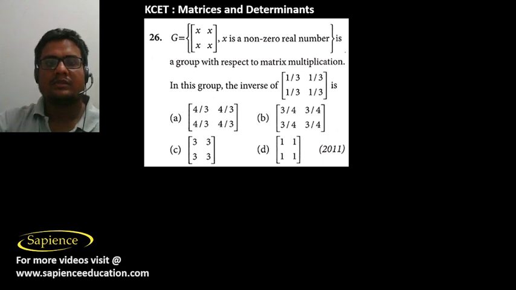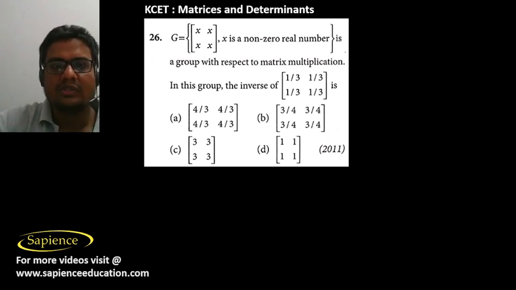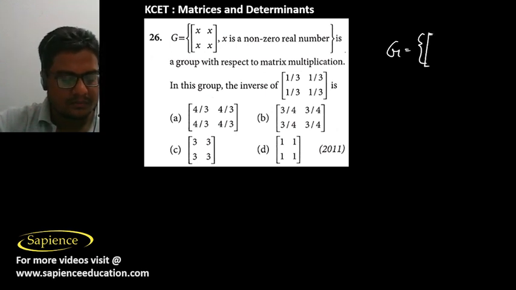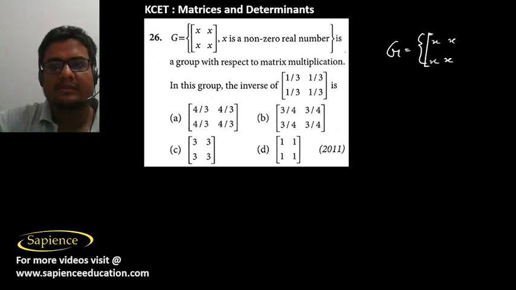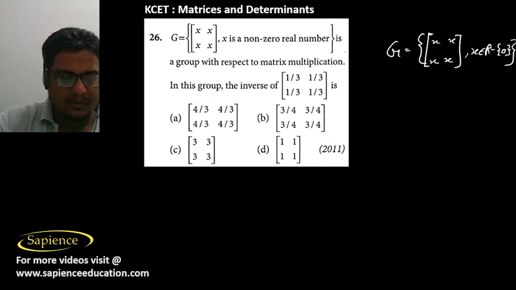Then in question number 26, it is told if G is equal to the set, okay, so it is a group. So it is the matrix [X, X; X, X], where X is a non-zero real number, so X belongs to R minus 0. It is a group with respect to matrix multiplication. In this group, the inverse of this is the inverse of this. Okay.